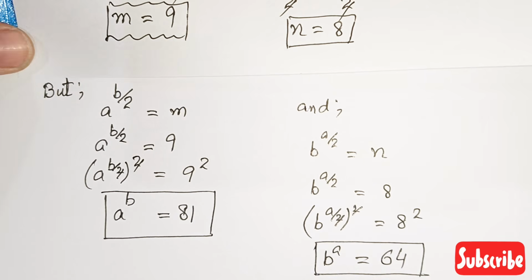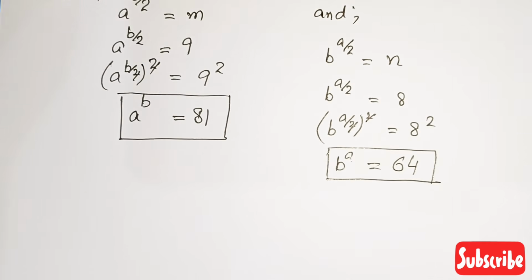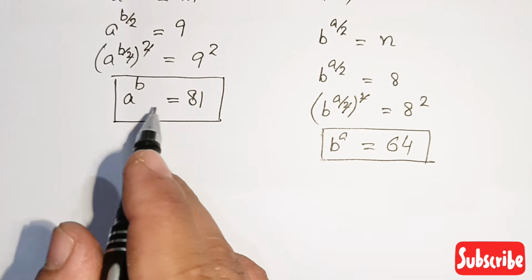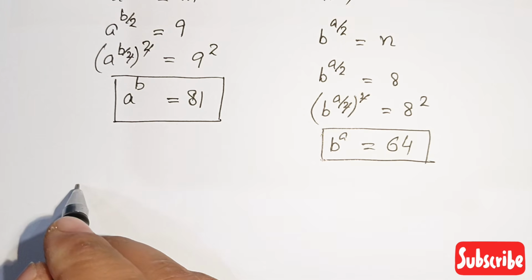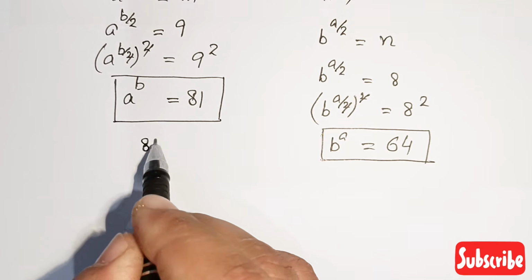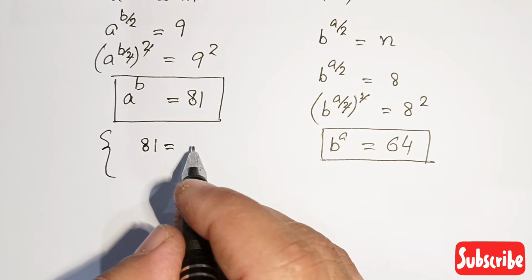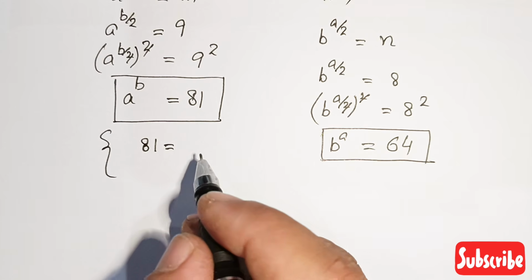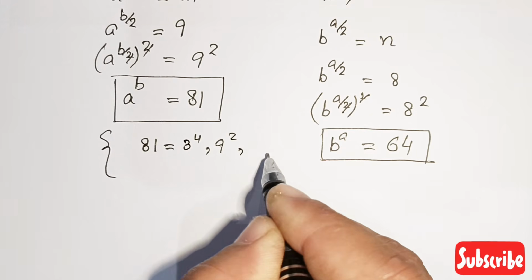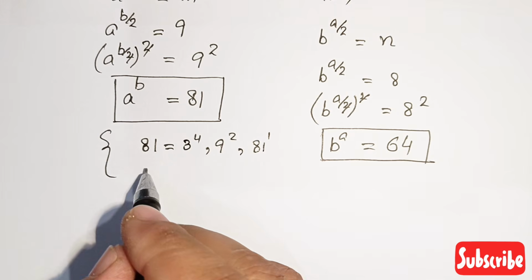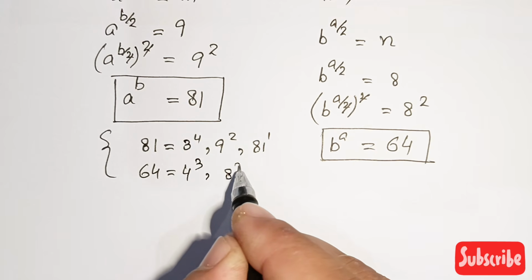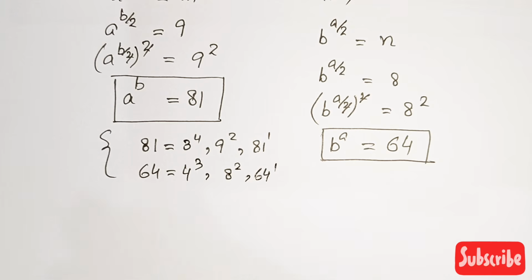Now as we have to find the values of a and b, for this purpose we write a to the power b is equal to 81. If we write the factors of 81, 81 is equal to 3 to the power 4, 9 squared is equal to 81, and 81 to the power 1 is equal to 81. Similarly, 64 can be written as 4 to the power 3 and 8 squared is equal to 64, and 64 to the power 1 is also equal to 64.